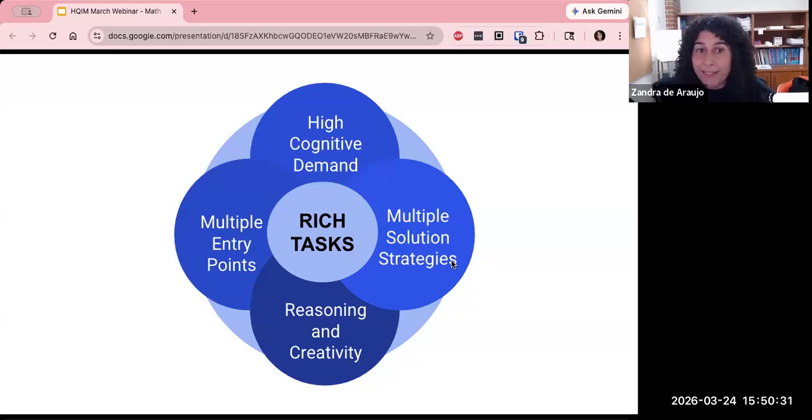Okay, so that's what makes a task rich when we talk about rich tasks at the center. It's higher in cognitive demand, so it's not at those lower levels. It's procedures with connections or doing mathematics. It has the opportunity for students to solve it using multiple solution strategies, different ways of solving it. It fosters reasoning and creativity, which we love. And it also has multiple ways to enter it. So you don't have to know something for sure to get in. There's probably lots of different ways that you could get at this problem, which aligns nicely with the multiple solution strategies.